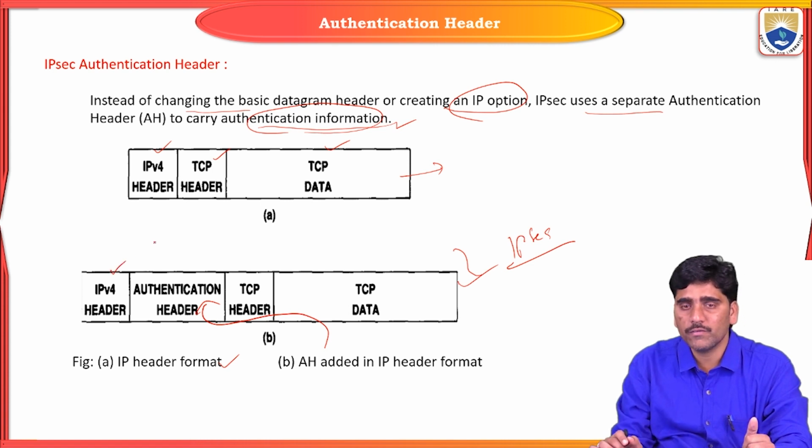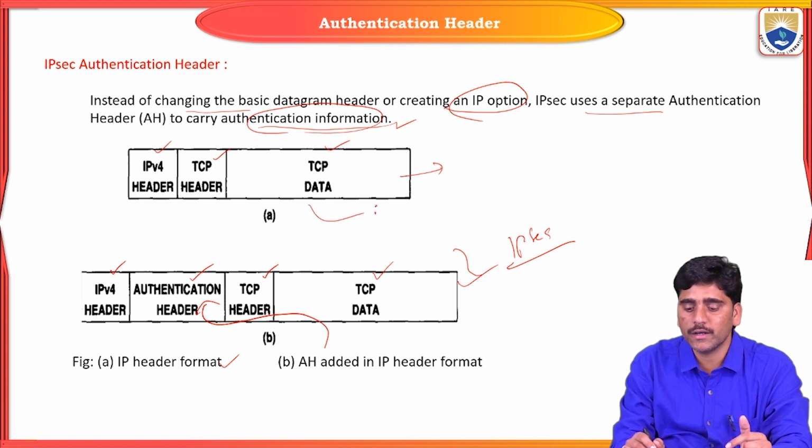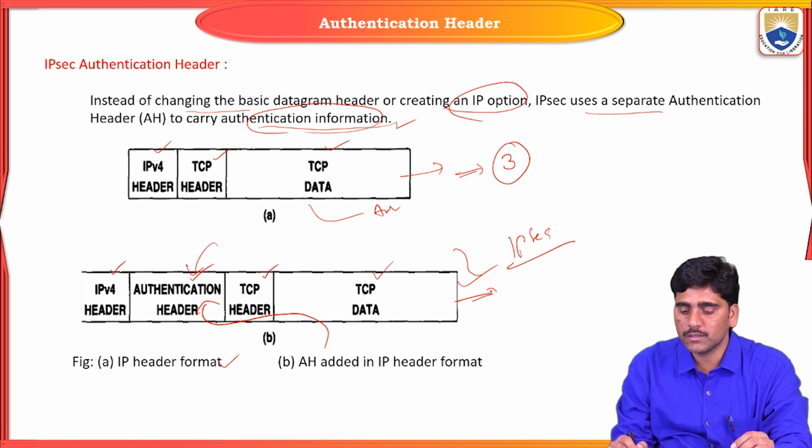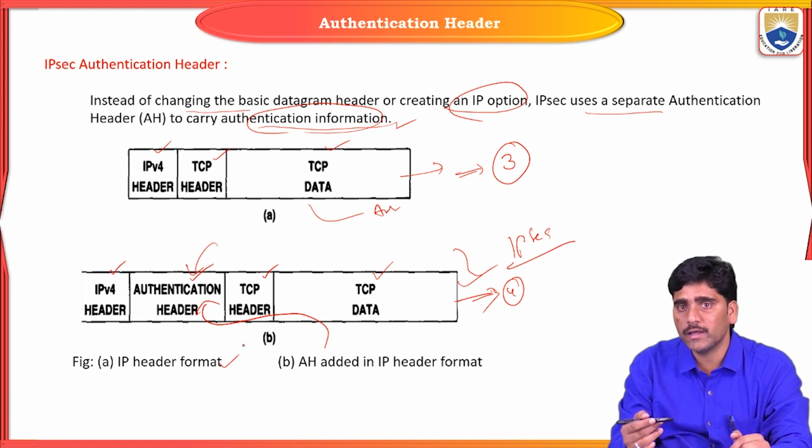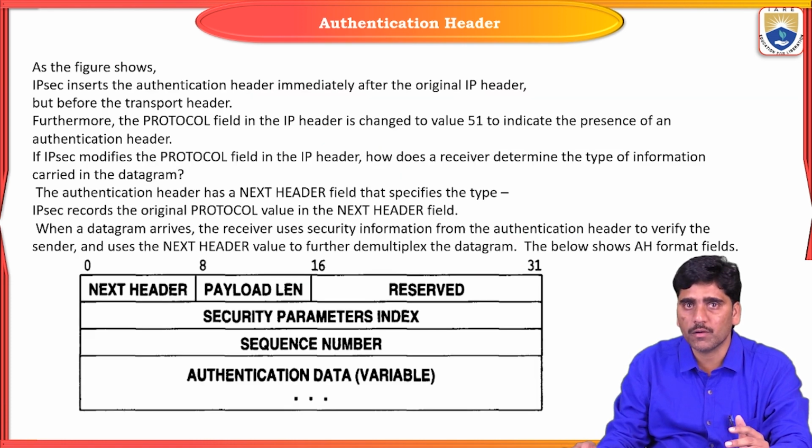So IPv4 header followed by authentication header followed by TCP header and TCP data. The normal IPv4 header format does not contain any authentication header, but the authentication header is added in the IP header format. In the normal IPv4 header format there are only 3 fields, but in the authentication header format there are 4 fields. Authentication header plus IPv4 header plus TCP header plus TCP data. So this is the way you can understand the authentication header frame format.